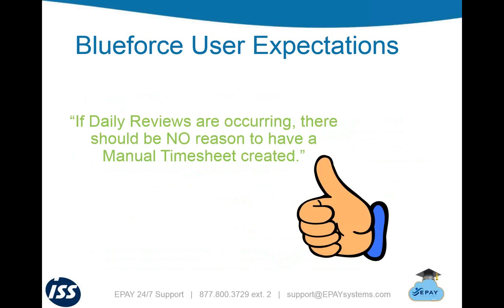All right. One thing I always mention in this session is that if daily reviews are actually occurring, and we can actually put some metrics to this, we found that if you're doing the daily reviews, there really are minimal issues by the time payroll is ready to be processed. So if you're doing the daily reviews, there should be no reason why a manual timesheet needs to be created. Just keep that in mind. If we're keeping up on that and staying on task, we should really not have any issues requiring a manual timesheet.